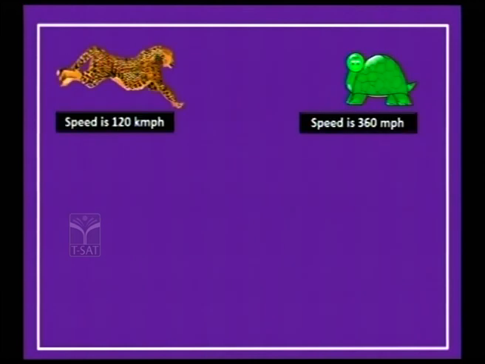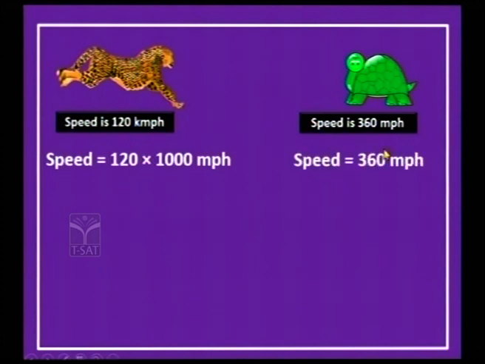Okay children. Now let us come back to the problem of the speed of the cheetah and tortoise. The speed of the cheetah is 120 kilometers per hour. So I'll convert this into meters per hour. So 1 kilometer is how much children? 1000 meters. So 120 into 1000. Whereas the speed of the tortoise is 360 meters per hour. Now on converting this, how much do you get children?